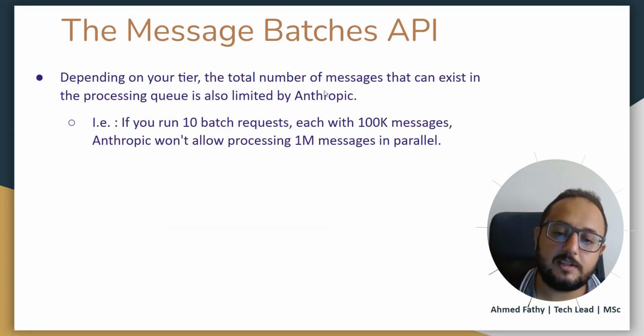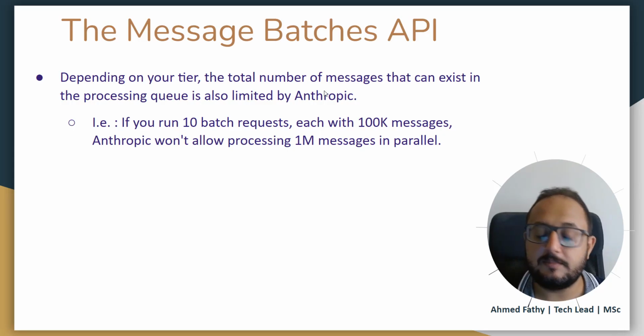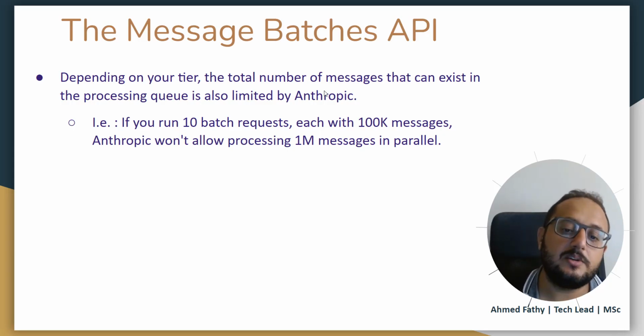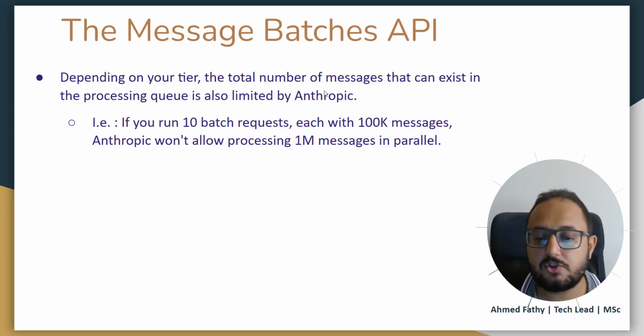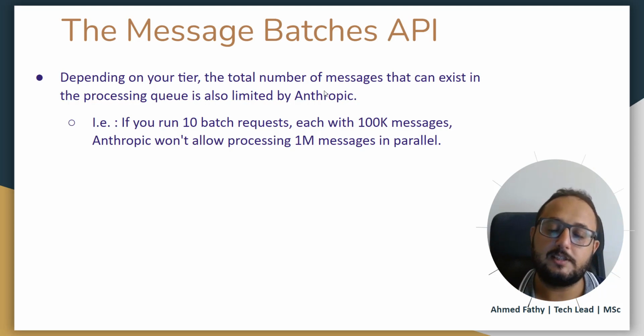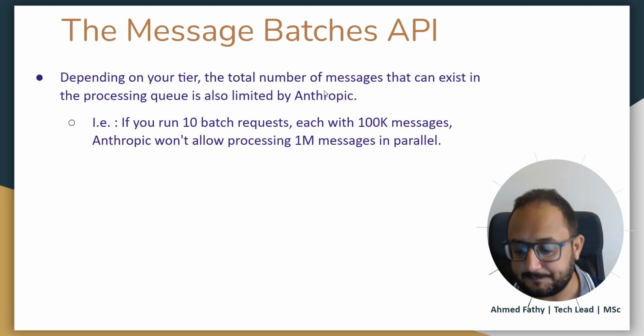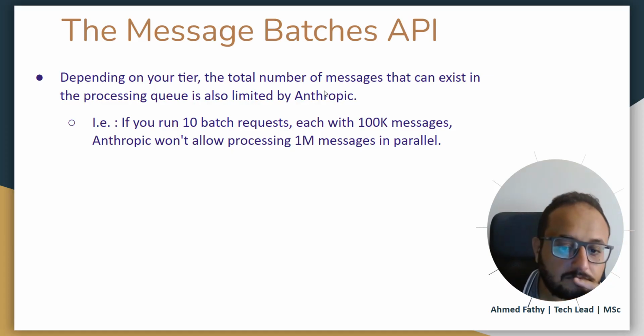Depending on your tier, the total number of messages that can exist in the processing queue is also limited by Anthropic. For example, if you run 10 batch requests, each one has 100,000 messages, Anthropic will not allow processing 1 million messages in parallel, at least for the lower tiers.